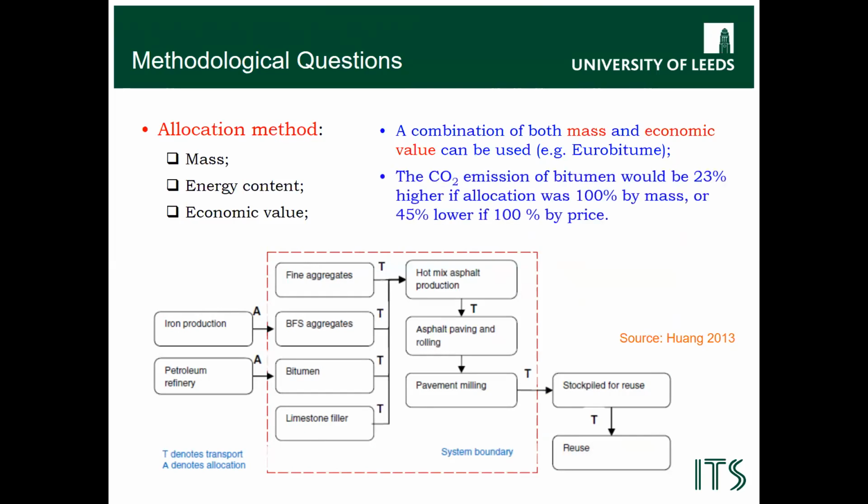But the same report also gave an assessment that, for example, the CO2 emissions of bitumen would be 23% higher if the allocation was 100% based on mass, or 45% lower if the allocation was 100% based on the price. And the method it used to give us this variation is called a sensitivity check. It's a useful method to help us understand the impact of methodological choices we made in the LCA study.